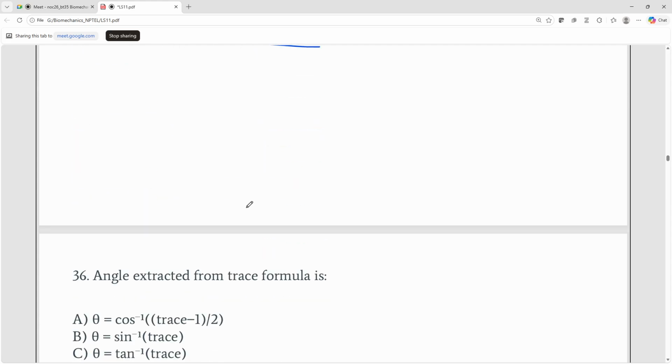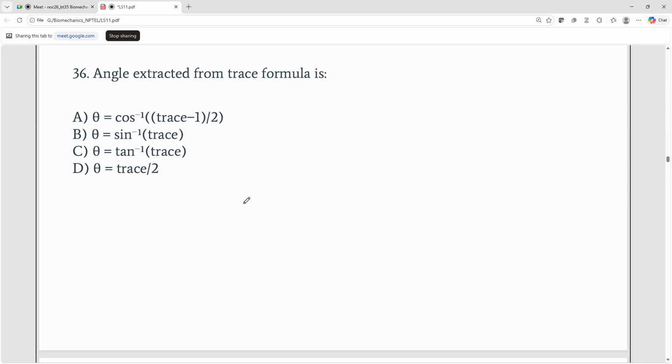Next question. Which among the following is the angle extracted from the trace formula? Option A, theta is equal to cos inverse of trace minus 1 by 2. Option B, theta is equal to sine inverse of trace. Option C, theta is equal to tan inverse of trace. Option D, theta is equal to trace by 2.